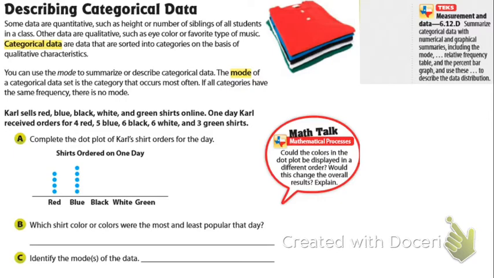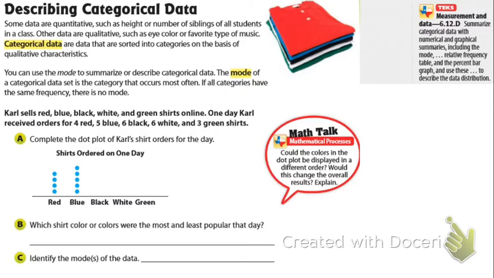Describing categorical data. Some data are quantitative, such as height or number of siblings of all students in a class. Other data are qualitative, such as eye color or favorite type of music. Categorical data are data that are sorted into categories on the basis of qualitative characteristics.